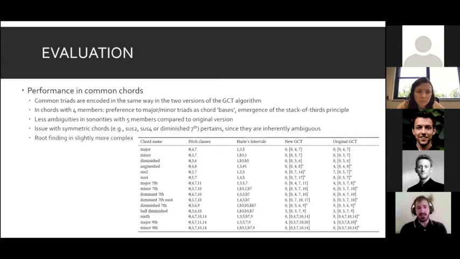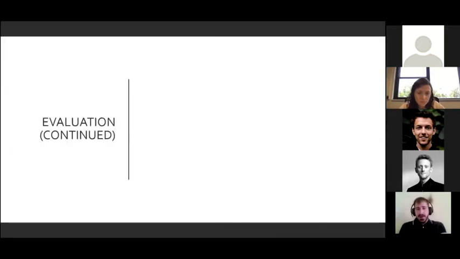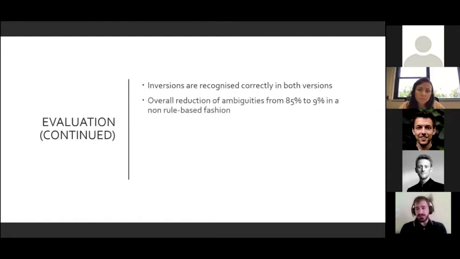Foreign notes like the suspended fourth and the dominant sus4 chord are successfully encoded. Root finding is also operating well in most cases, as you can see in this table. Furthermore, chord inversions are correctly identified in both versions. In the novel version, cases with tied outputs are dramatically reduced from 85 to 9%.